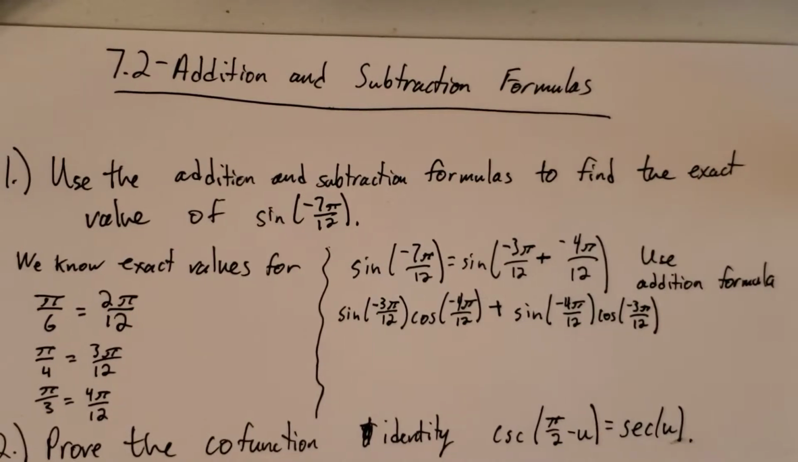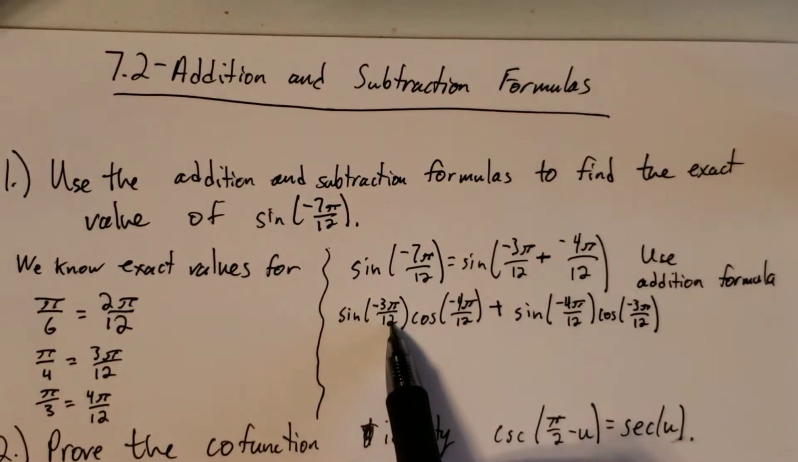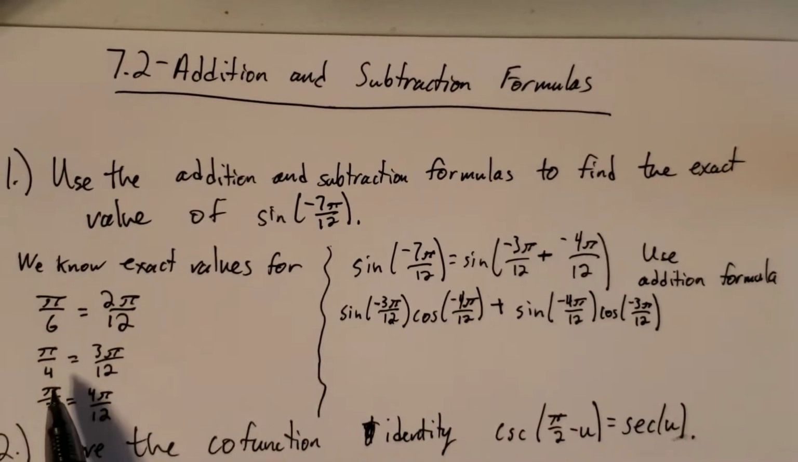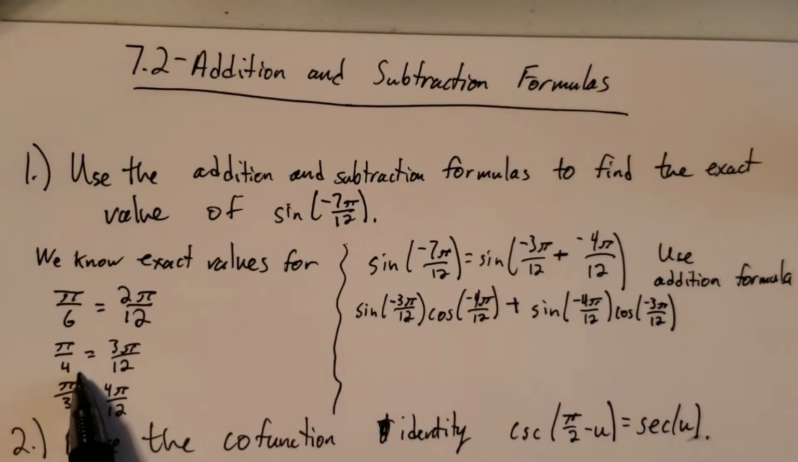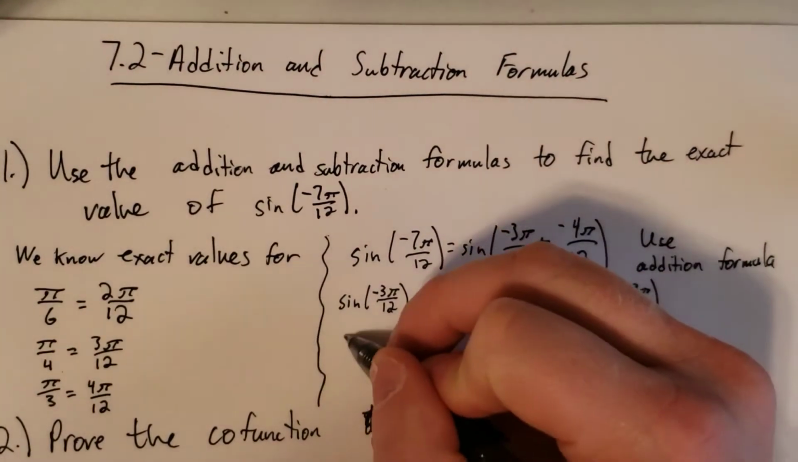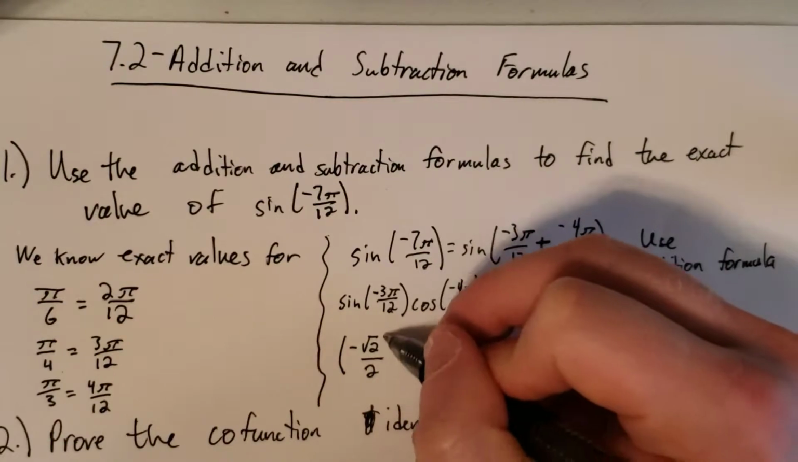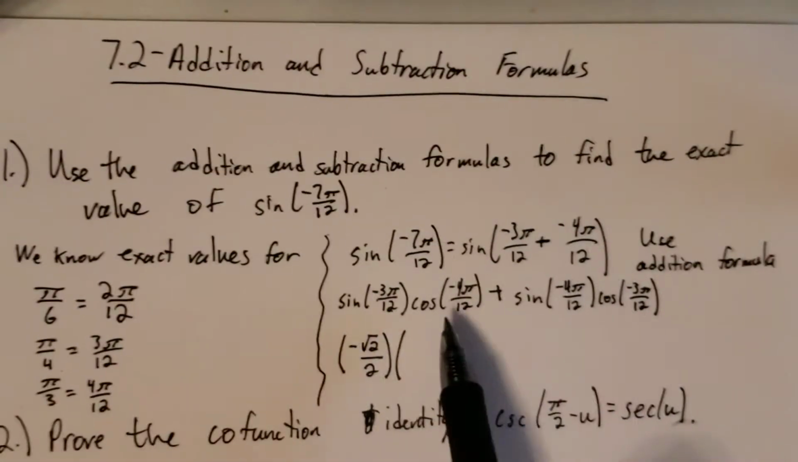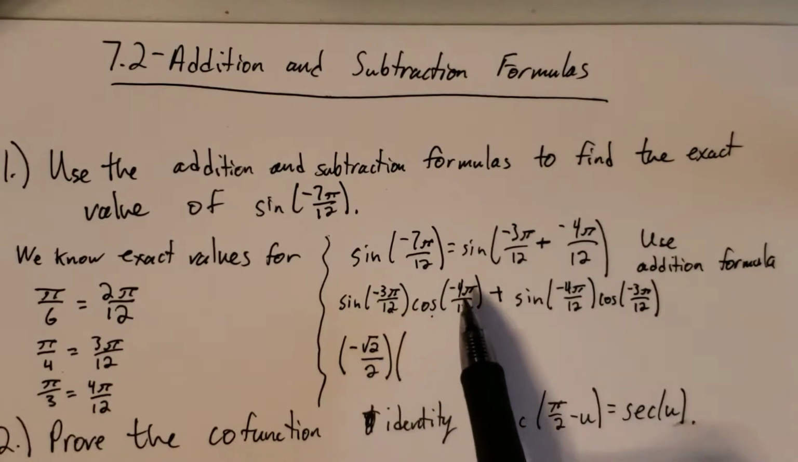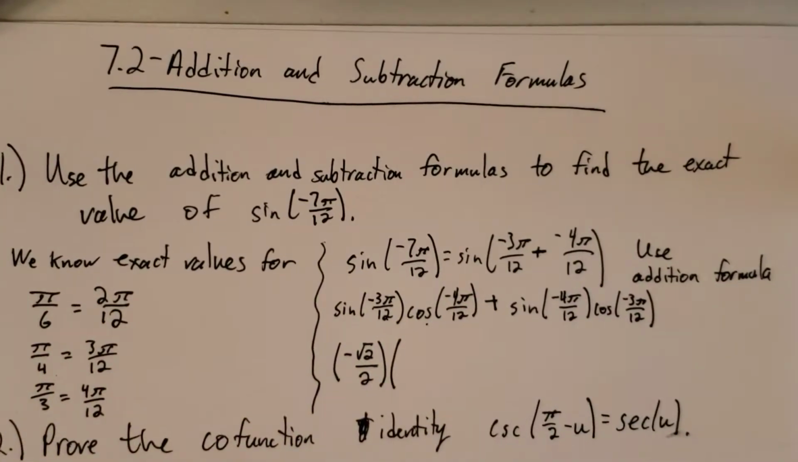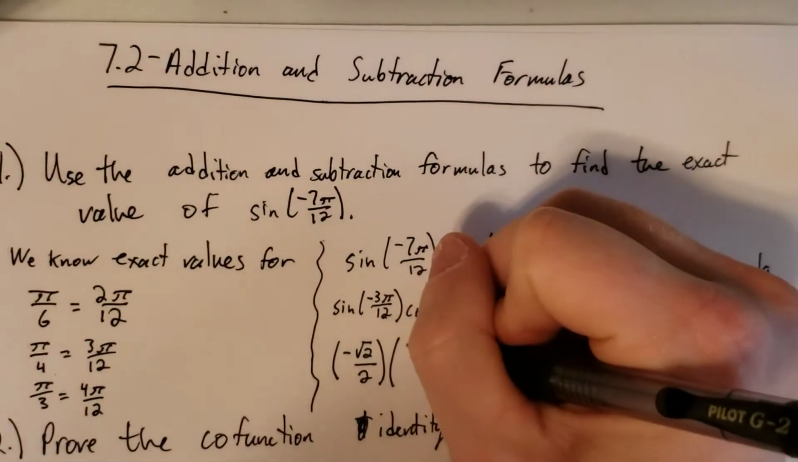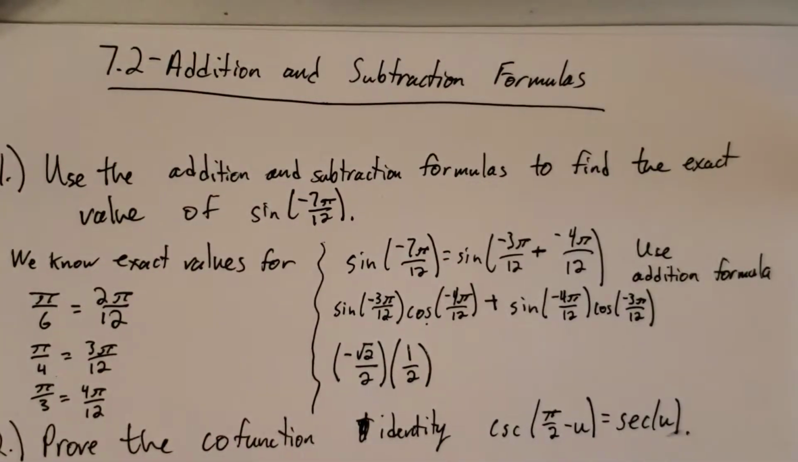Then, well, we know those exact values. Negative 3 pi over 12 is the same as negative pi over 4. If we go negative pi over 4, sine is negative, and it is also the value root 2 over 2. So, in fact, this is negative root 2 over 2. This says cosine of negative 4 pi over 12. That's the same as cosine of negative pi over 3. Cosine of pi over 3 is positive 1/2. Cosine of negative pi over 3 is also a positive 1/2. So we can place that in as positive 1/2.